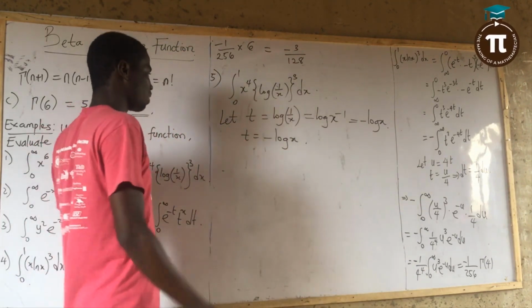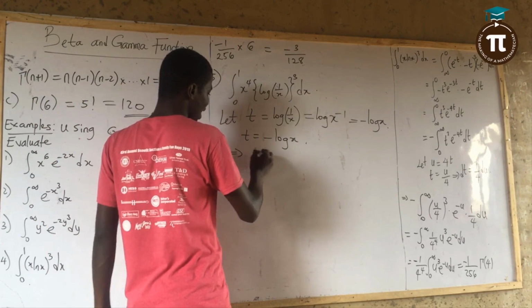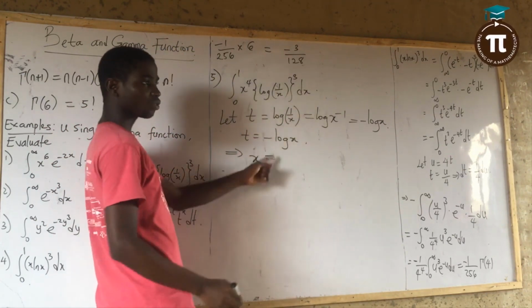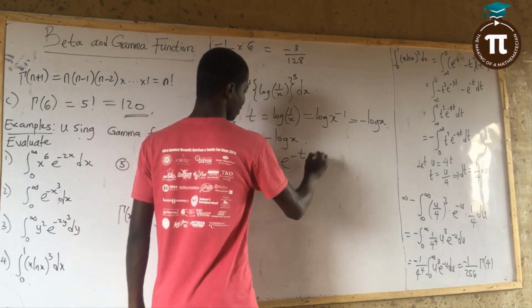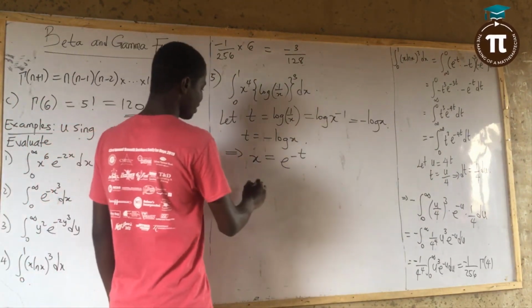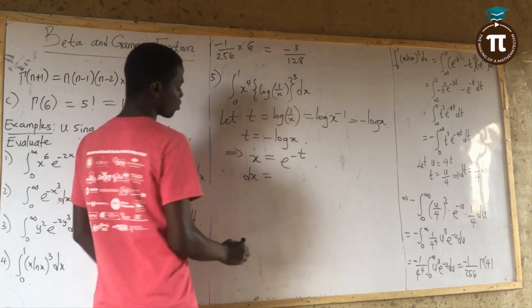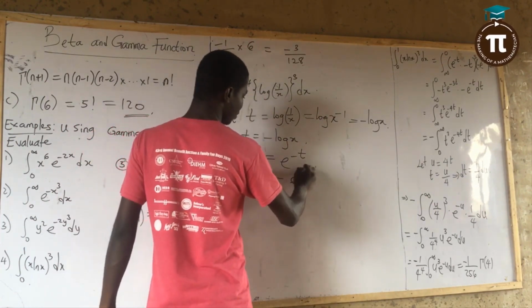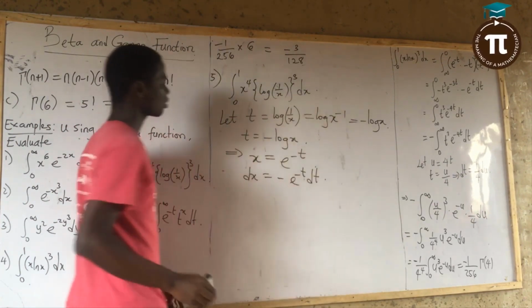So make s the subject. By the time you make s the subject of the formula, s will be equal to e raised to power minus t. That's what you are going to have. Differentiate now. ds is equal to minus e raised to power minus t dt.